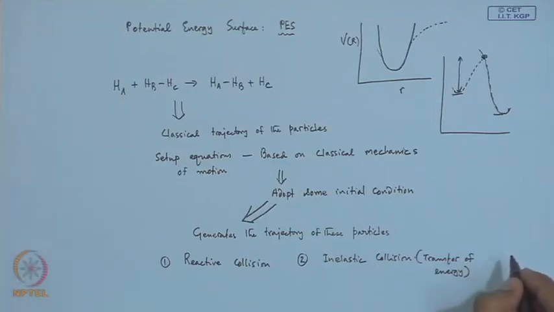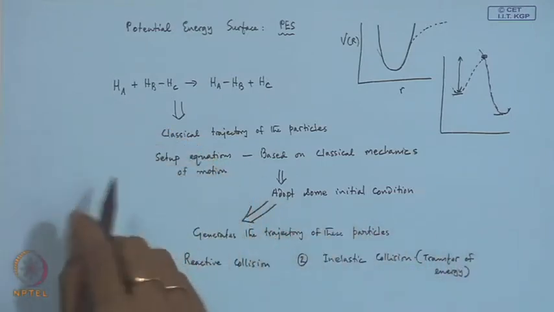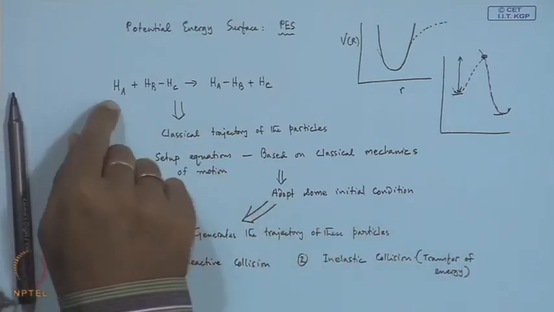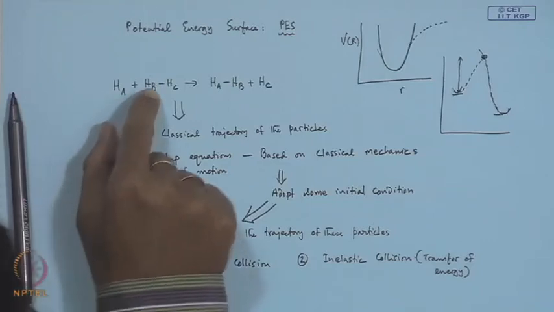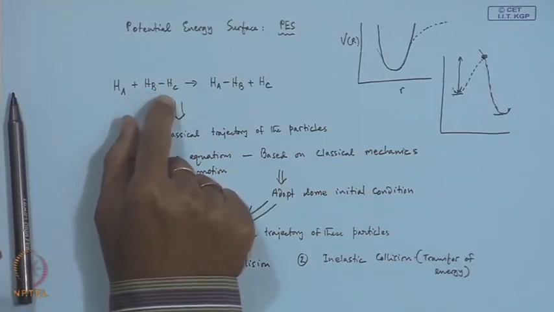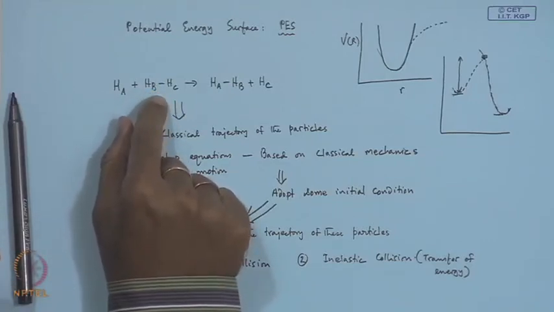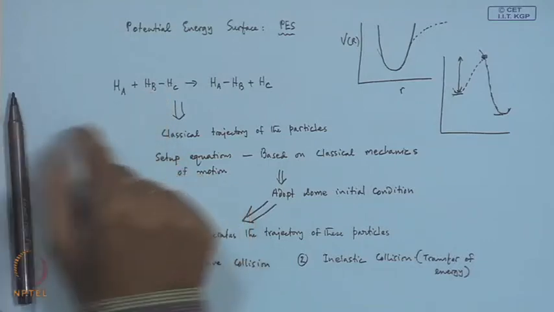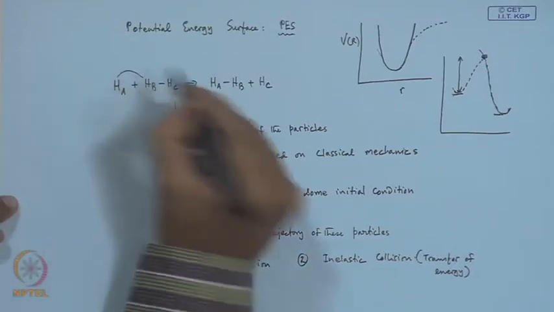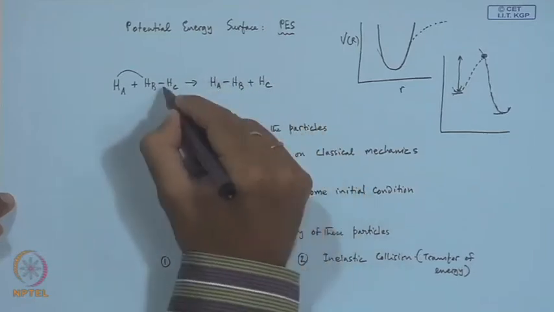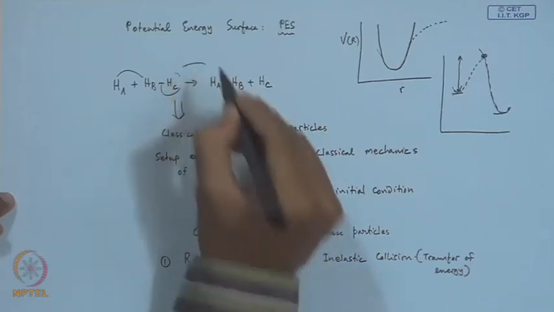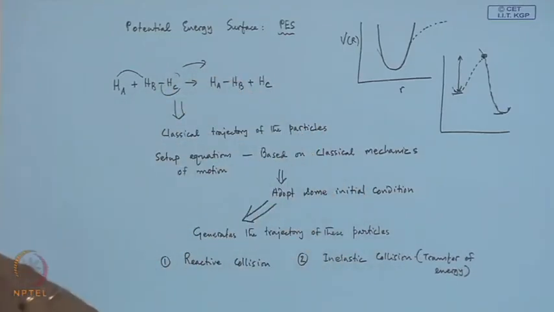So, what is happening in this simple case is that a hydrogen atom, HA, reacts with a hydrogen molecule, dihydrogen basically, to... so this is basically an atom exchange reaction, and this one is expelled.